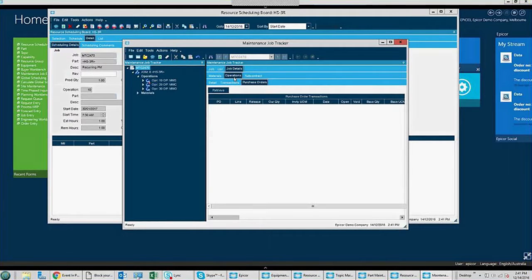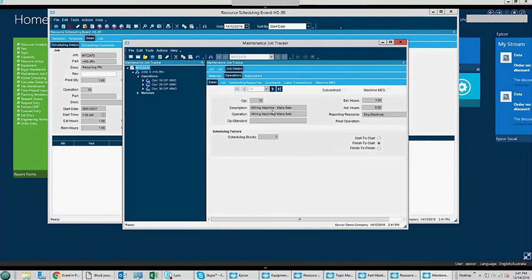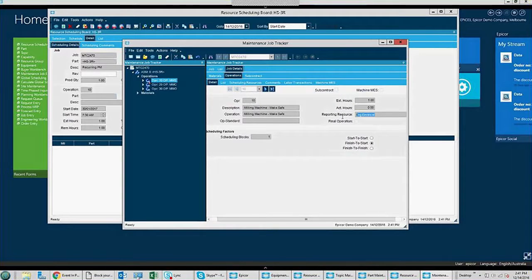Now, operation 1 is to make safe. Operation 2 is the machine checks. And operation 3 is to make operational again. Now, you'll see that the first resource is electrical engineering. The last resource is electrical engineering. But the person doing the checks is just engineering general.